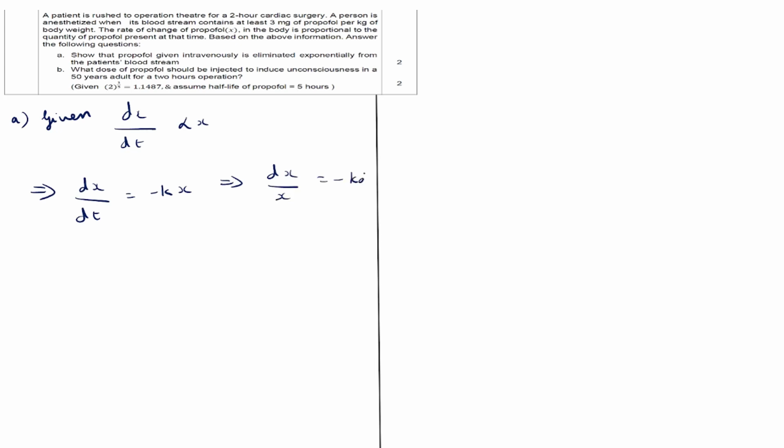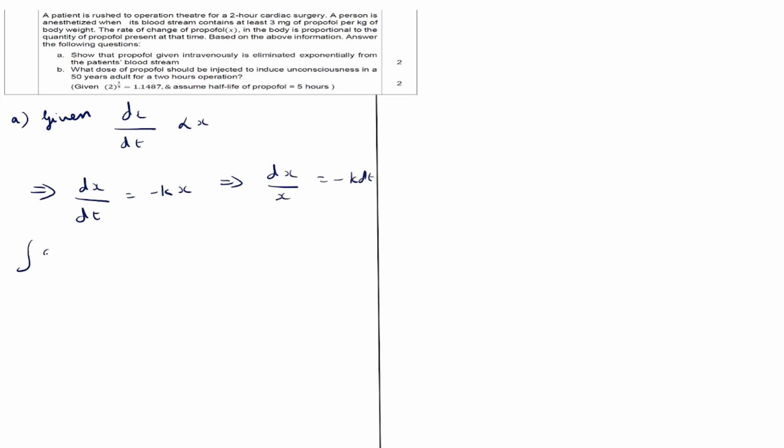So for deriving the model, it is given that the rate of change of propofol is proportional to the quantity of propofol present at that time. So for the first subdivision, dx by dt is proportional to x. According to the drug assimilation model, over a period of time, the quantity of the drug decreases over time. As a result, we have dx by dt equal to minus kx, or we get dx by x equal to minus k dt.